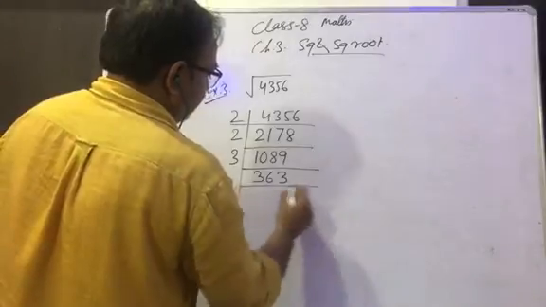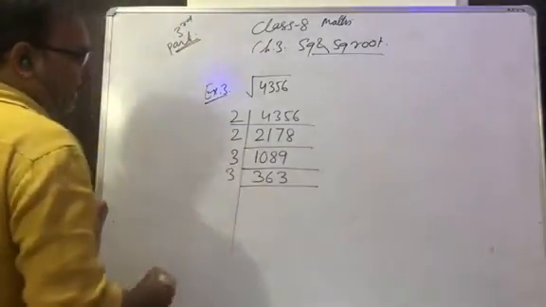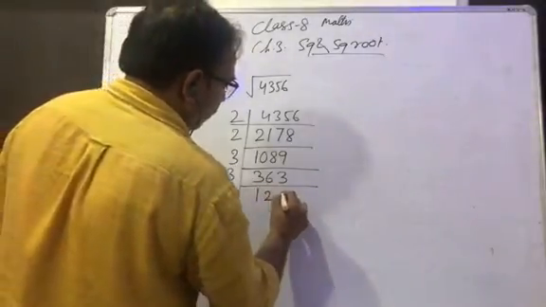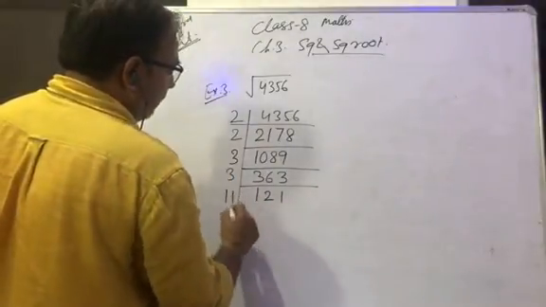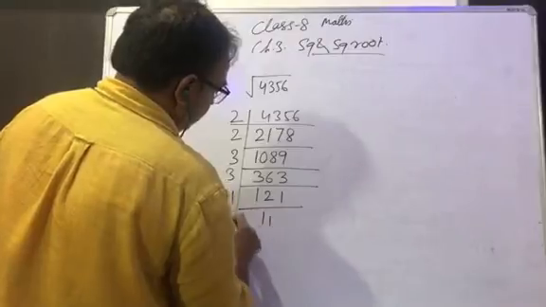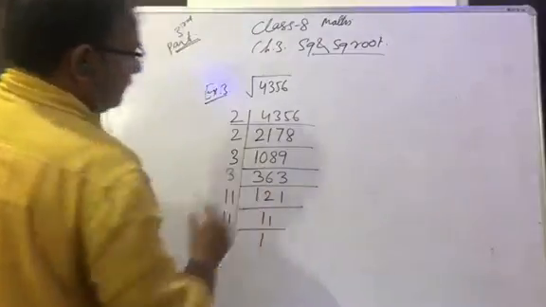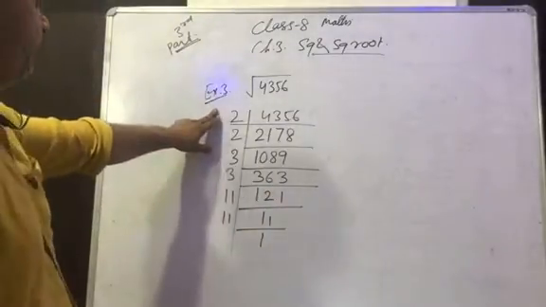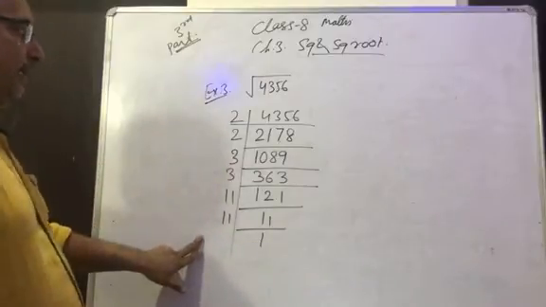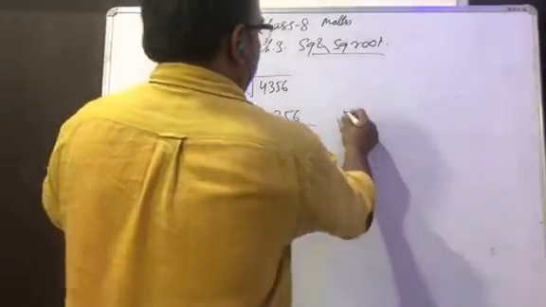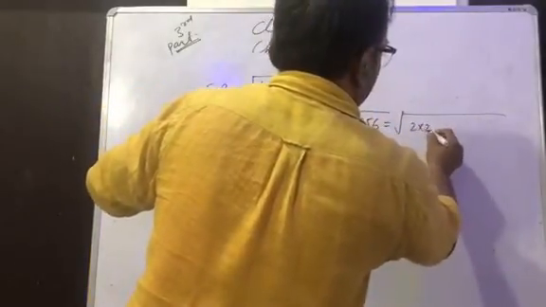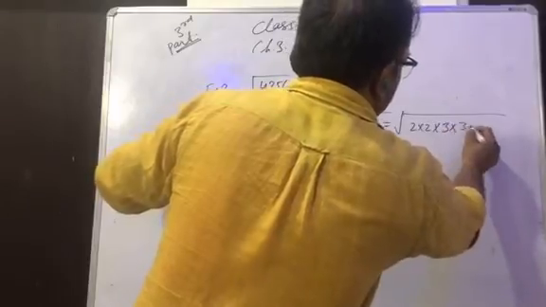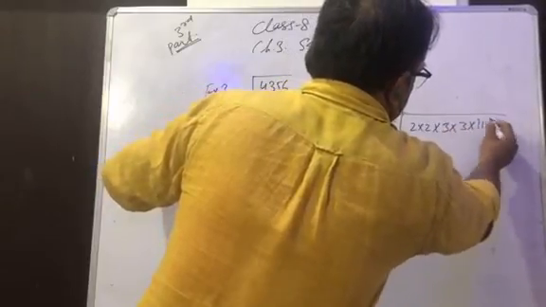363 is again divisible by 3, giving 121. And we know that 121 is divisible by 11. So it will be like this. The prime factorization of 4356 is like this, and under root 4356 is equal to under root 2 times 2, 3 times 3, and 11 times 11.